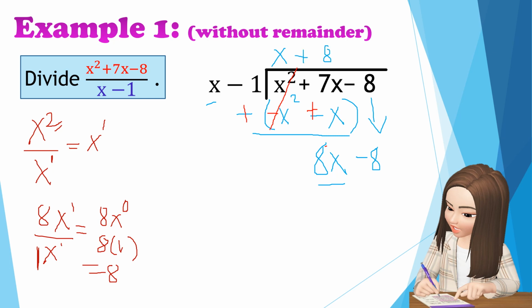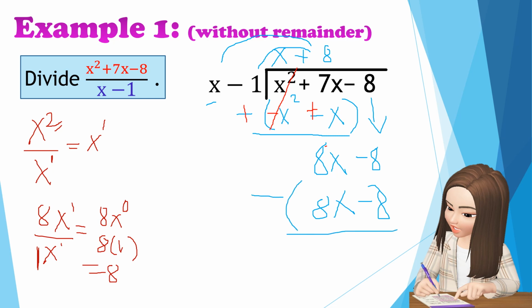Again, we have to multiply 8 by all the terms of the divisor. So 8 times x, that is 8x. And then 8 times negative 1, that is negative 8. Again, we are now ready to subtract.